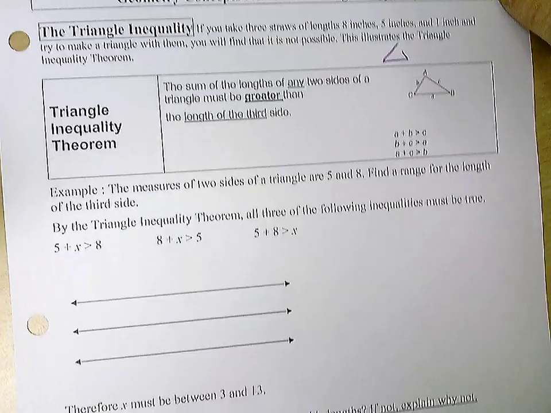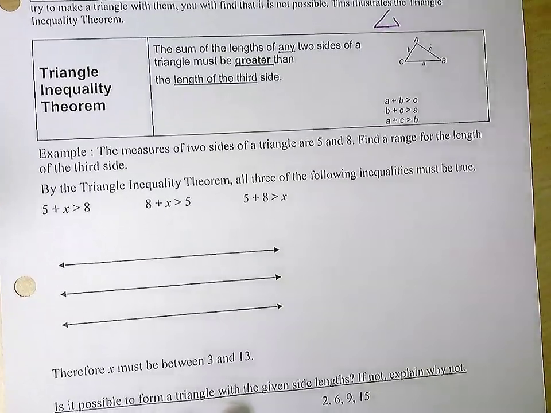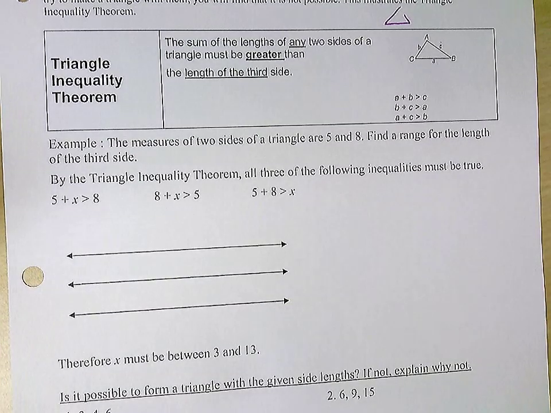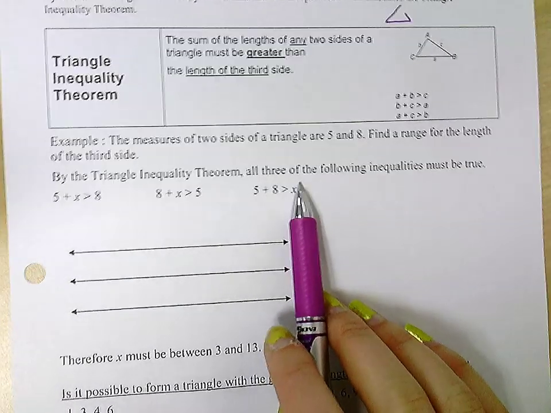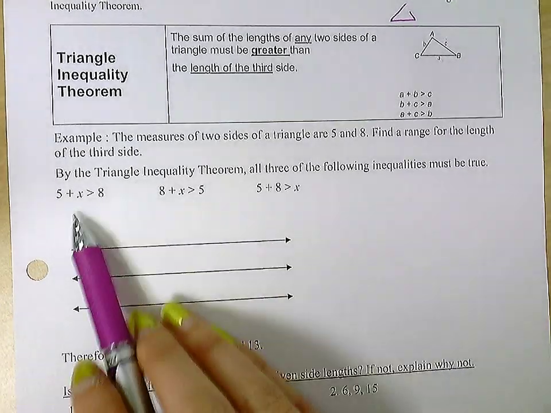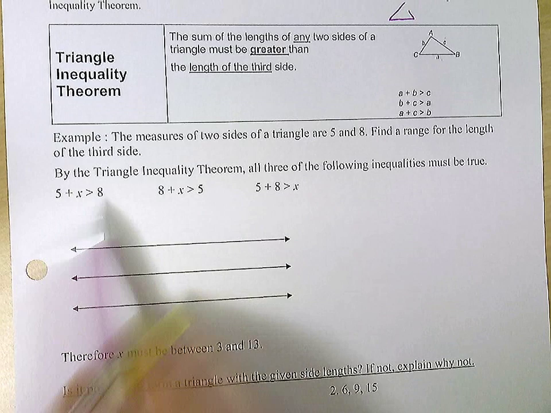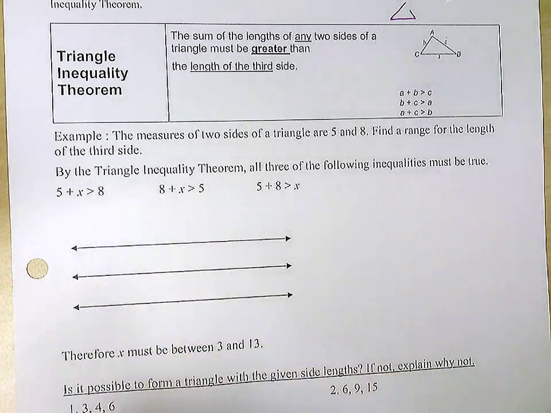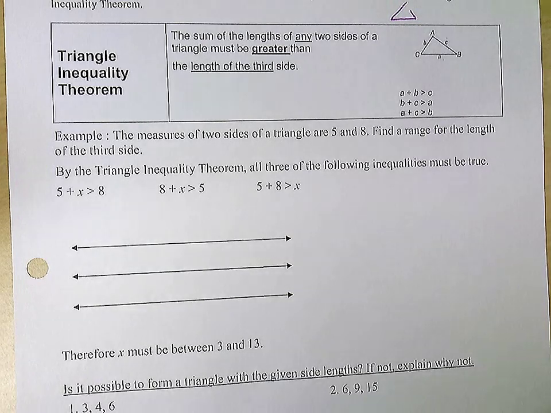The measures of 2 sides of a triangle are 5 and 8. We want to find the range for the length of the third side. By the triangle inequality theorem, all 3 of the following inequalities must be true. x is that third side, and 5 and 8 are the 2 sides that you are given. So I want to get x by itself in each of these cases.